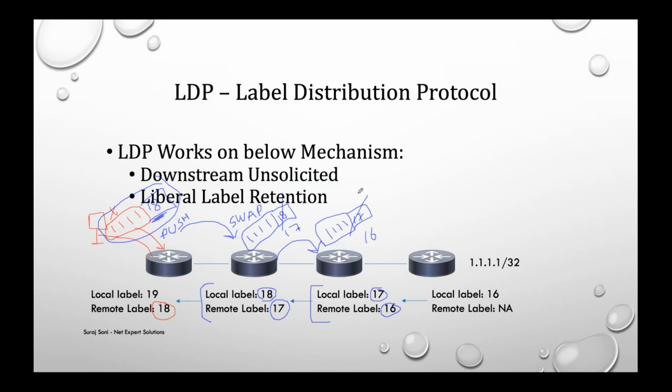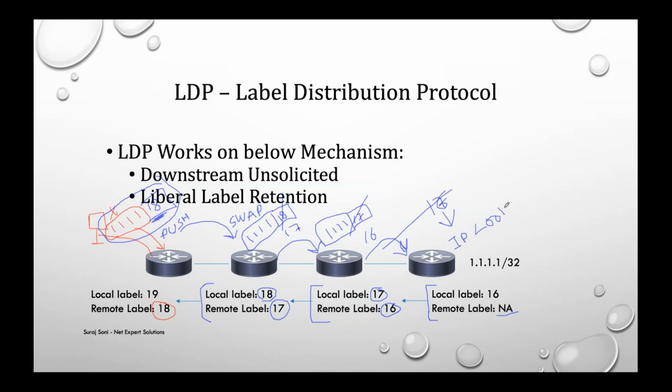So 18 replaced by 17, 17 replaced by 16, sent to the end router. He says, okay, I'm receiving 16. So what does my LFIB say? LFIB table is saying when you receive 16, you don't need to use any label. That means I need to do IP lookup. So as soon as I receive 16, I will remove 16, and as I don't have any remote label assigned to it, I will now look for the IP. So this router is going to do the additional lookup now.